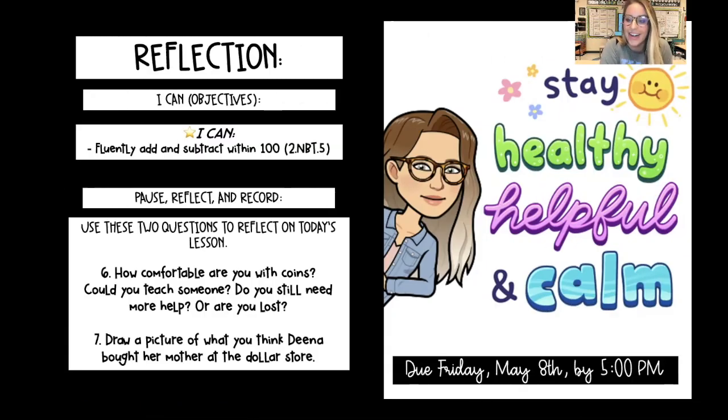All right, we're already down to our reflection time. I know today's lesson was a little shorter than normal, but I wanted to give you a good review before we went into summer. Our I Can objective for the day was I can fluently add and subtract within 100. Since $1 is worth 100 cents, we had to add and subtract within $1 to figure out the values of coins and which coins we could use for other coins.